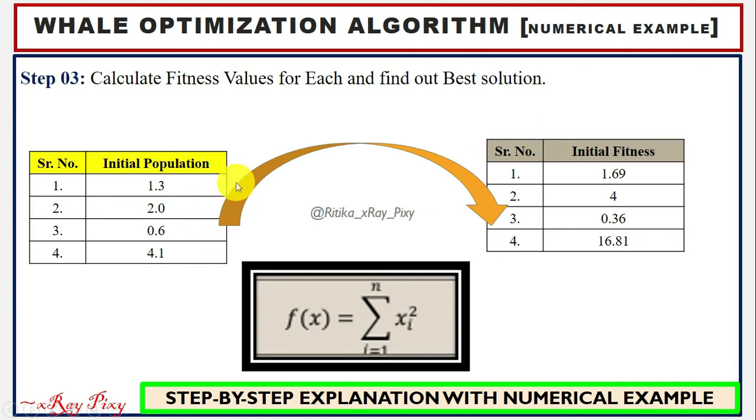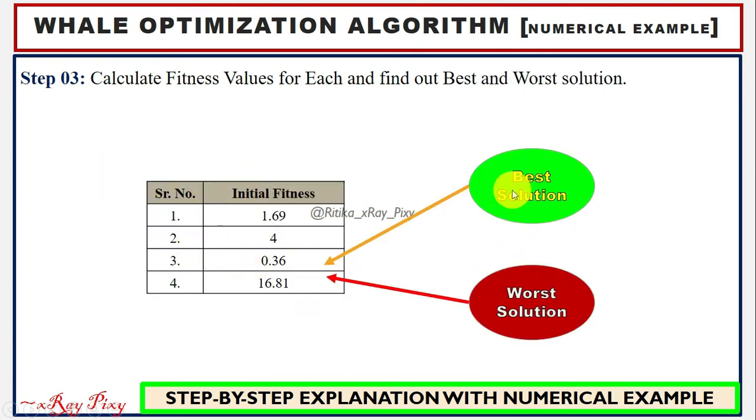Now we will calculate the fitness value for each agent and find the best solution. In order to calculate fitness values, we require a fitness function, or you can say cost function or objective function. Here you can see we use this fitness function to calculate the fitness values for the search agents. We put all the values here, and we got this. Now we will find the best solution. Here best solution means minimum value, and among all you can see the minimum value is here, this one. So we will consider this the best solution, and the maximum value is the worst solution.